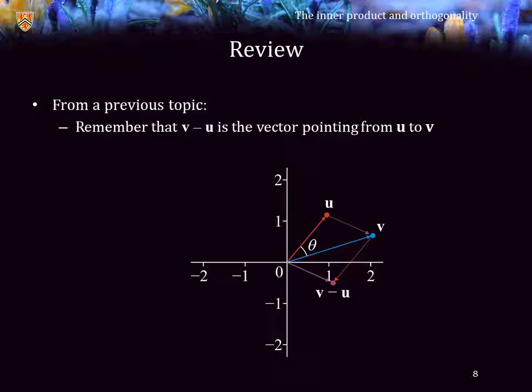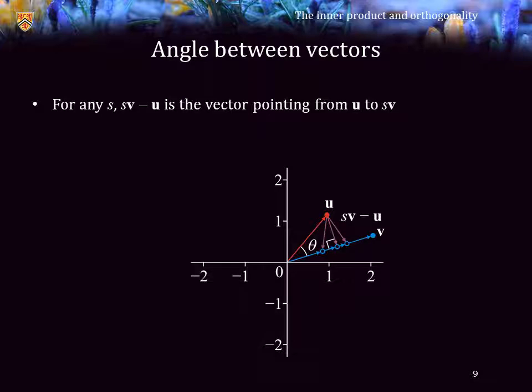Now, a quick review. From a previous topic, remember that v minus u is the vector pointing from u to v, as is shown here in this image. I'm re-emphasizing this because it's ever so slightly counterintuitive, because it seems that v minus u should be the vector pointing from v to u, but it's actually the other way around. So, v minus u is the vector pointing from u to v. Therefore, s times v minus u, for any scalar s, is the vector pointing from u to that scalar multiple of v.